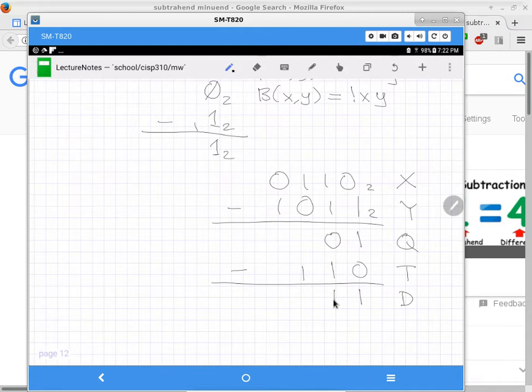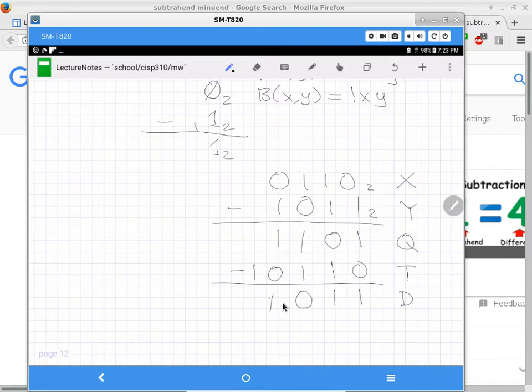Okay? And then we look at this column here. 1 minus 0 is a 1. And then 1 minus 1 is a 0. And because neither subtraction contributes a 1 to the borrow of the next digit, the borrow of the next digit is going to be a 0. So we put a 0 here. And then we got 0 minus 1 is a 1 with a borrow. And then 1 minus 0 is a 1. So that finishes the whole calculation.